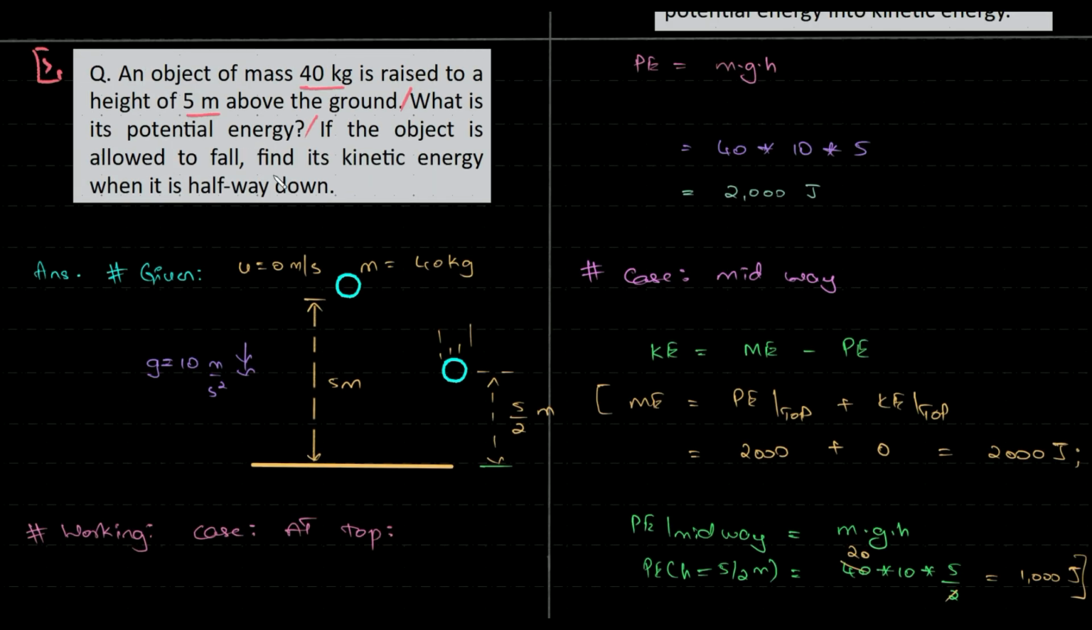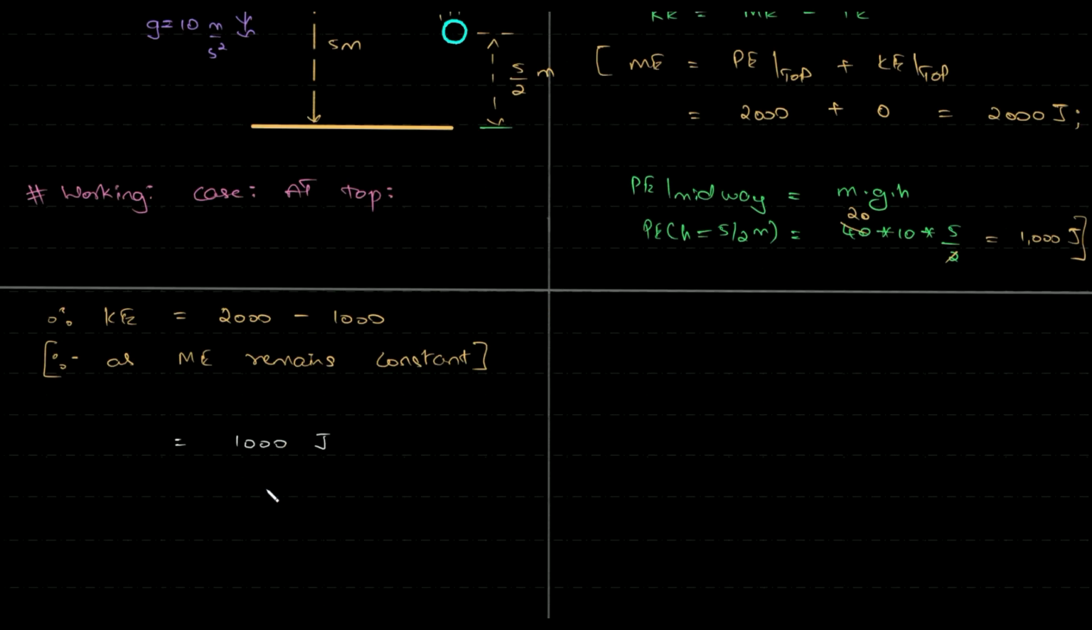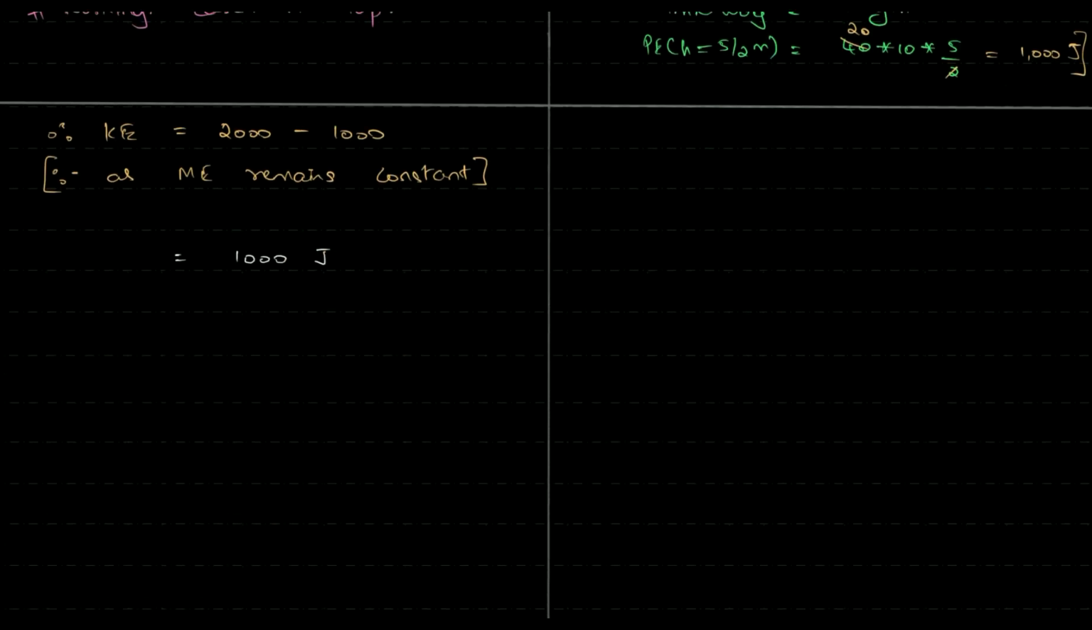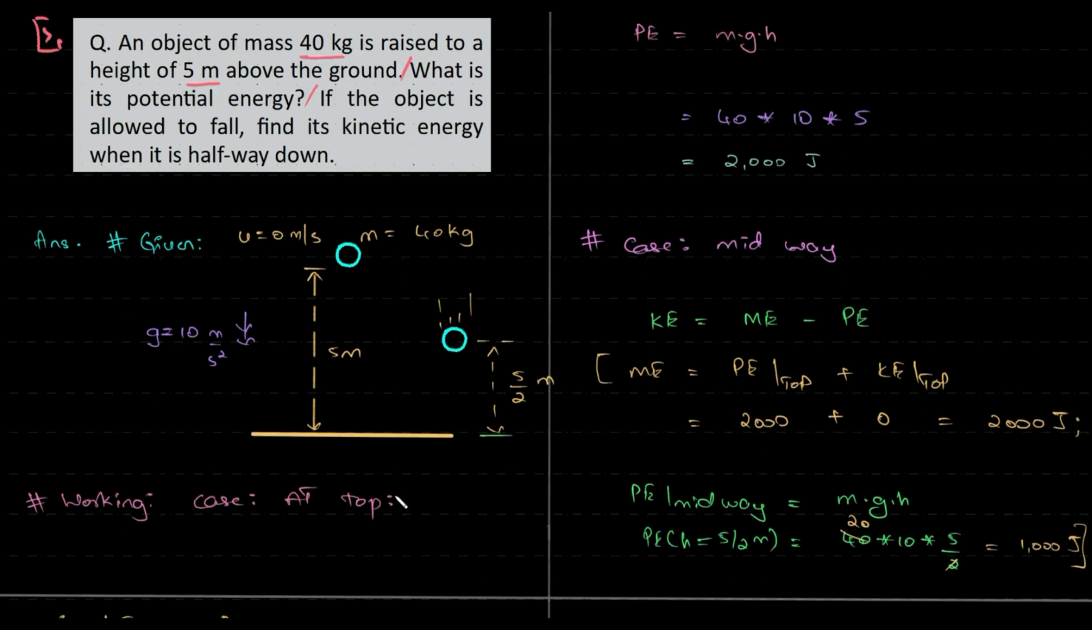If the object is allowed to fall, find the kinetic energy. So we'll summarize the answer just in case. Again, I'm writing a 3 or 4 marker answer. Potential energy at top is 2000 joules and kinetic energy midway is 1000 joules, and that would be your answer. Okay guys, so pause and have a look.